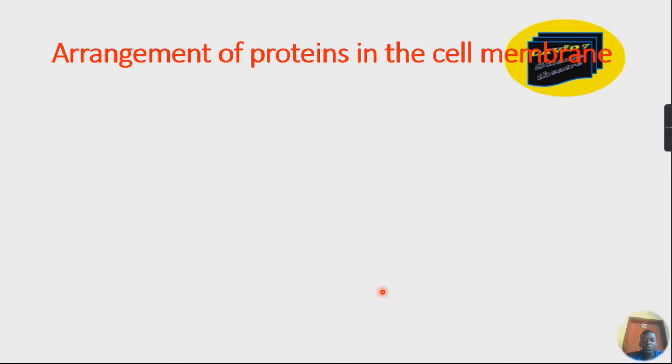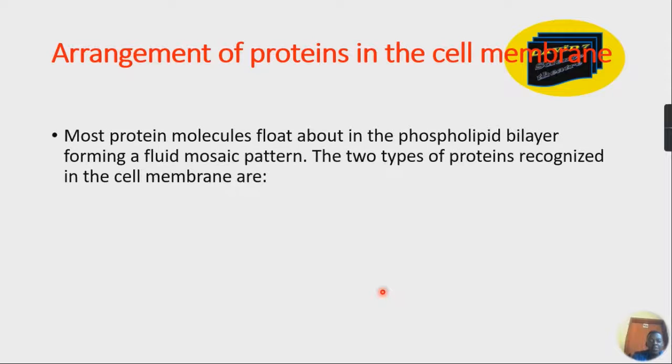So we've gone now to the arrangement of proteins within the cell membrane. How are the proteins arranged? Most protein molecules float about in the phospholipid bilayer, forming a fluid mosaic pattern.